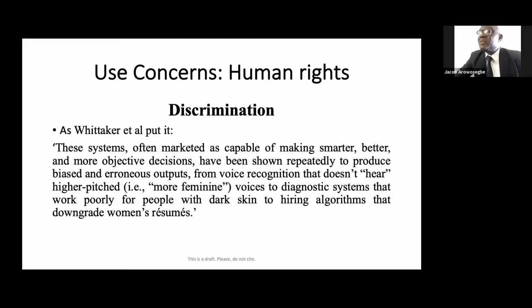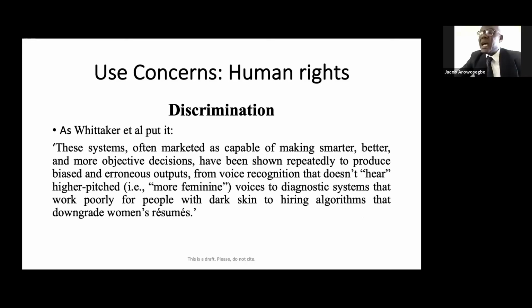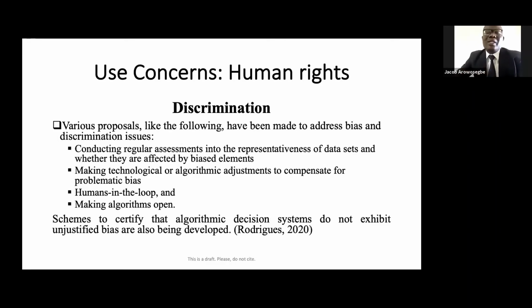These systems, often marketed as capable of making smarter, better, and more objective decisions, have been shown repeatedly to produce bias and erroneous outputs, from voice recognition that doesn't hear high-pitched, that is more feminine, voices, to diagnostic systems that work poorly for people with dark skin, to hiring algorithms that downgrade women's resumes. Like I said, the issue of discrimination is an outcome of data bias, because of the data being used to train the model. Of course, the output will also show these kinds of discriminatory outcomes.